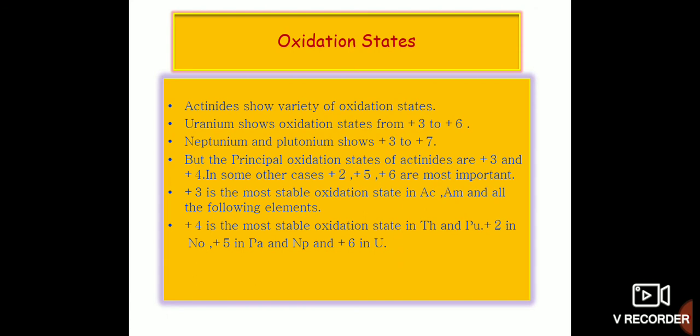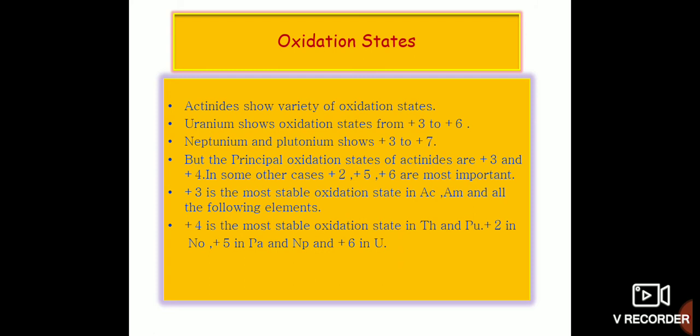Actinides show a variety of oxidation states: uranium shows oxidation states from +3 to +6, and neptunium and plutonium show from +3 to +7. But the principal oxidation states of actinides are +3 and +4, and in some other cases +2, +5, +6 are considered the most important. And +3 is the most stable oxidation state for actinium, americium and all the following elements.